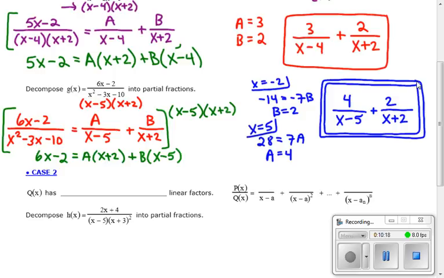Okay, that is case number 1. All right, that was non-repeating linear factors. That took about 10 minutes. I know the other methods, I'll try and go a little faster because the technique will be very similar. But this is the end of the first video. And now, when you're ready, move on to case number 2.